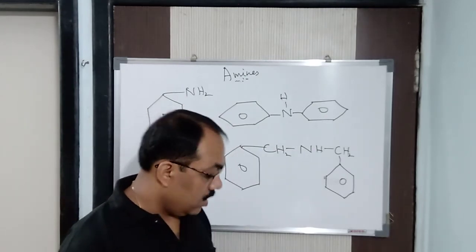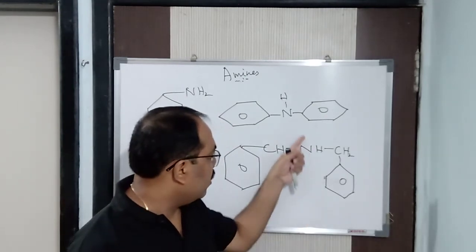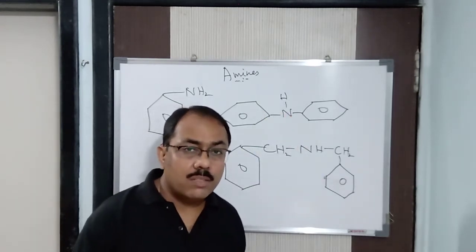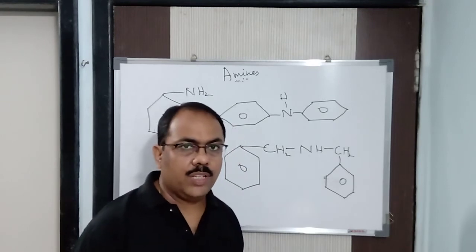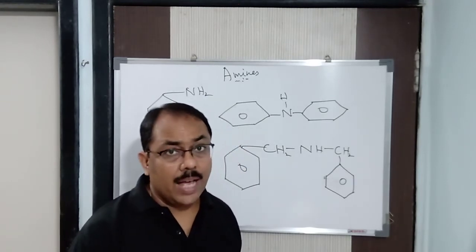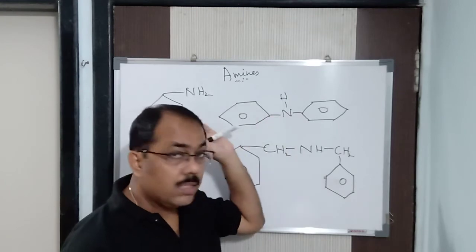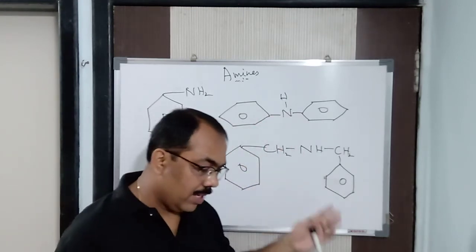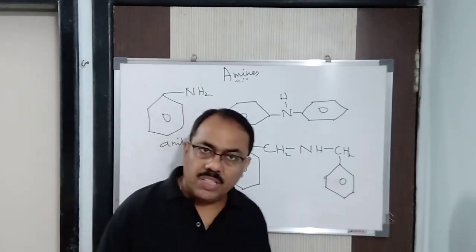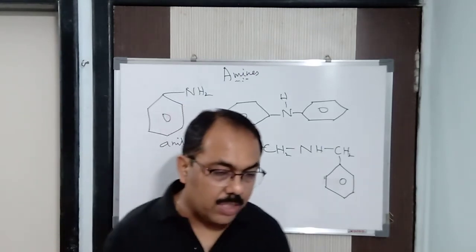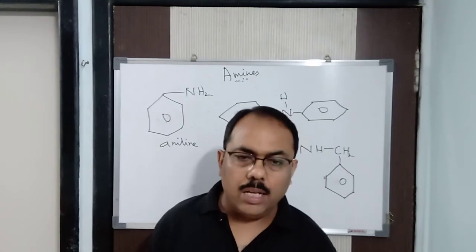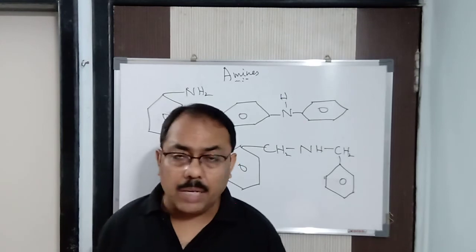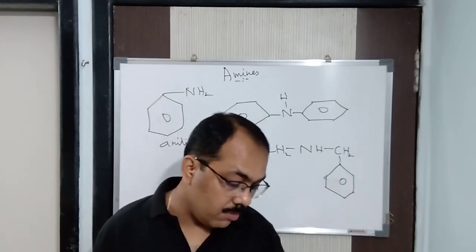In this way, we can have 3 degree also. This H can also be replaced by CH2, another benzene ring. Clear? So in this way, we can have alkyl amines, that's aliphatic amines, and aromatic amines. That is aryl amines. We can also have aryl alkyl amines in this way. Alright, the naming you understood. Basically, you have to remember the names, aniline, N-phenylmethylamine, and the primary, secondary, tertiary amines.